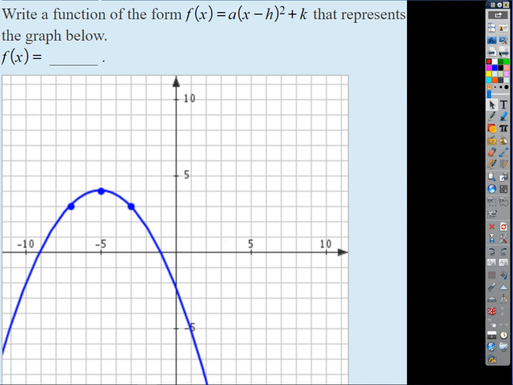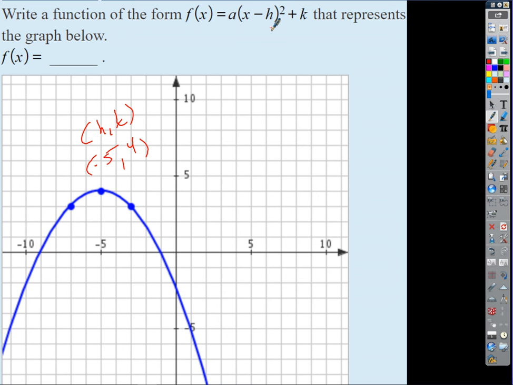Okay? We could do that in reverse, and we did. What if I give you a graph and I want you to write the function in vertex form? All we have to do is inspect the graph and extract the values of a, h, and k. H and k are free. What are the coordinates of the vertex? -5, 4, so that's h, k. So we got those. Now what about a? It's not -1/2. It's close.